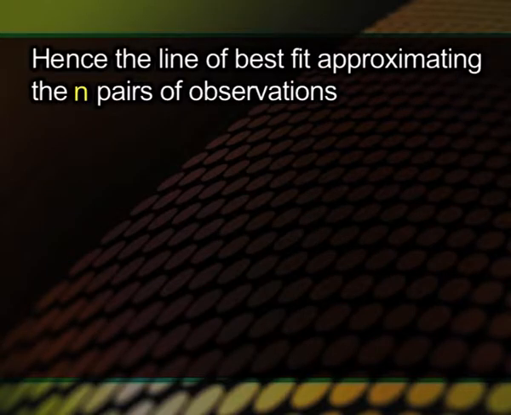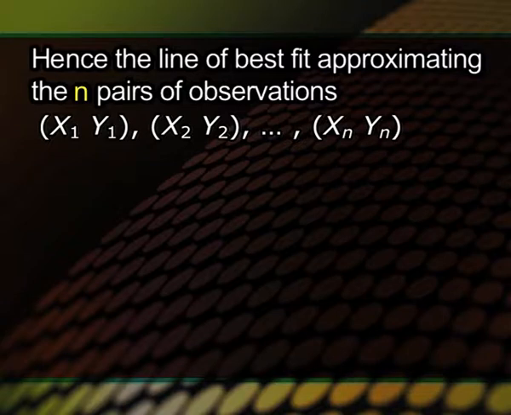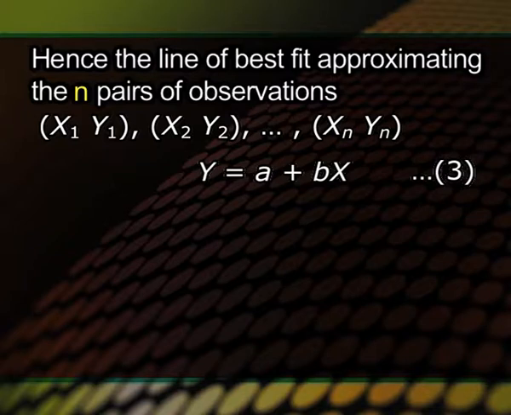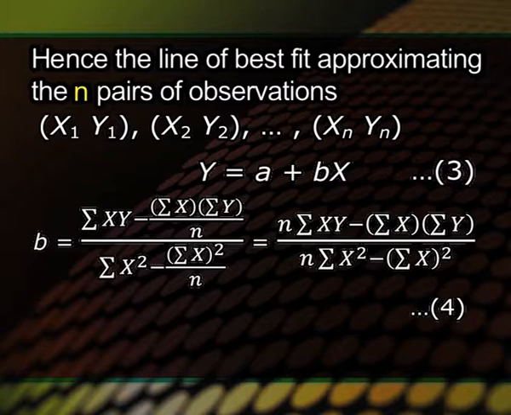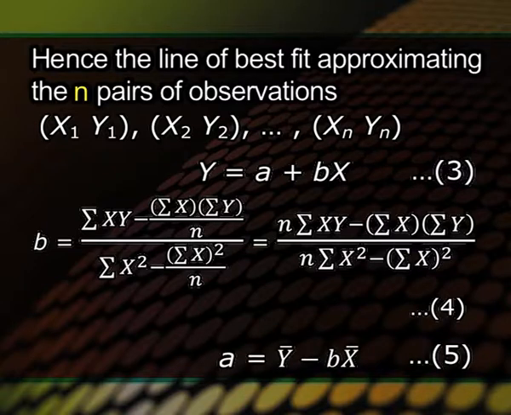Hence, the line of best fit approximating the n pairs of observations (x1, y1), (x2, y2) and so on till (xn, yn) is y equals a plus bx. Let's make this equation number 3, where b is equal to sigma xy minus sigma x times sigma y divided by n, the whole thing divided by sigma x squared minus sigma x the whole squared divided by n. So that is giving us n times sigma xy minus sigma x times sigma y divided by n times sigma x squared minus sigma x the whole squared. Equation number 4. Now let's see the next one. a is equal to y bar minus b times x bar. So this is equation number 5.